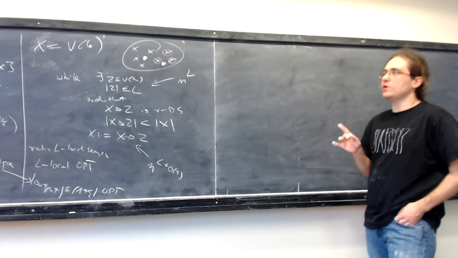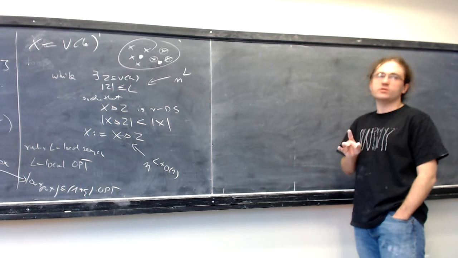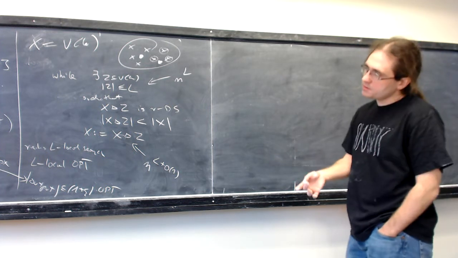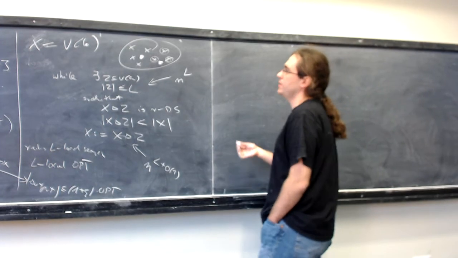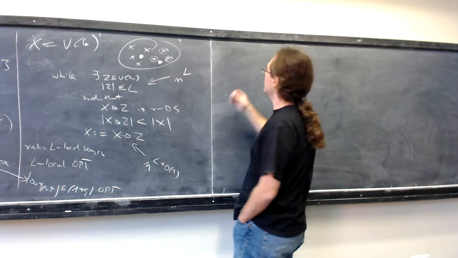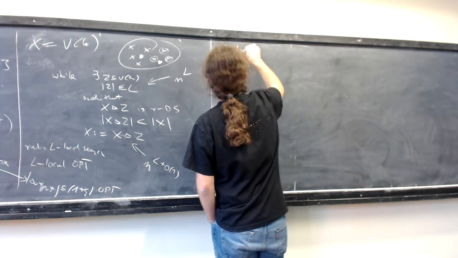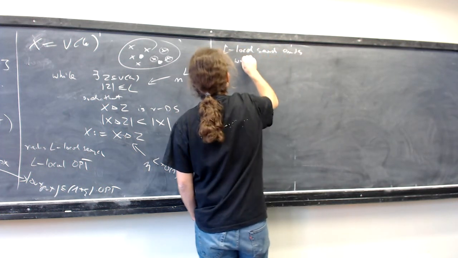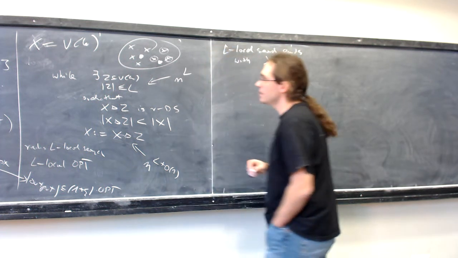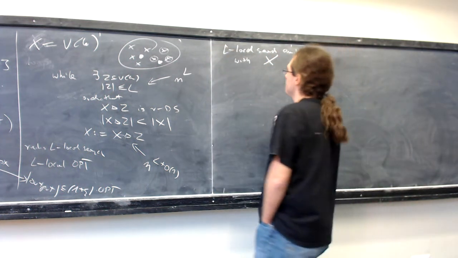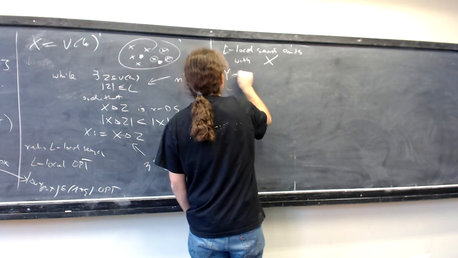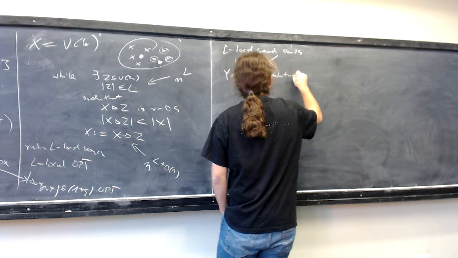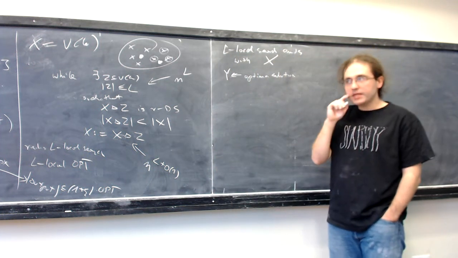Because I don't want to apply the sublinear separators exactly to the graph G, I want to modify it a bit. So let's run our algorithm. Our algorithm, a local search, ends with some solution x. And there's also an optimum solution, which we'll call y. These are both R dominating sets.